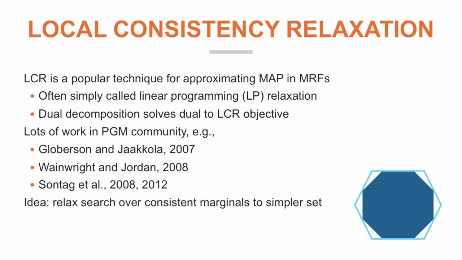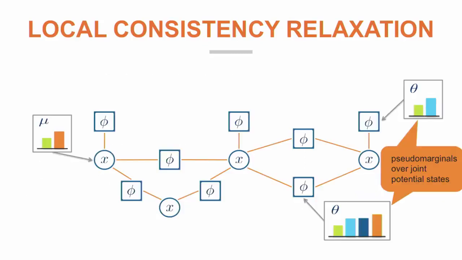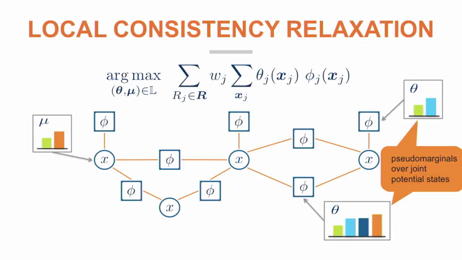But the basic idea is you have this complex polytope. I'm going to relax the constraints. So we're going to do exactly the same thing here. And we're going to do it by introducing these pseudo-marginals, local pseudo-marginals. We'll express our optimization as before.